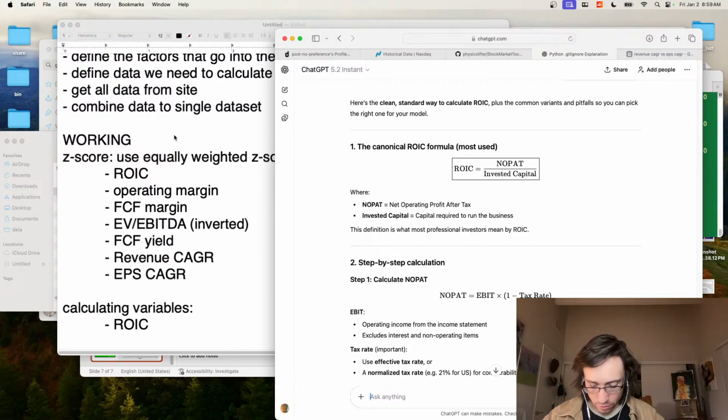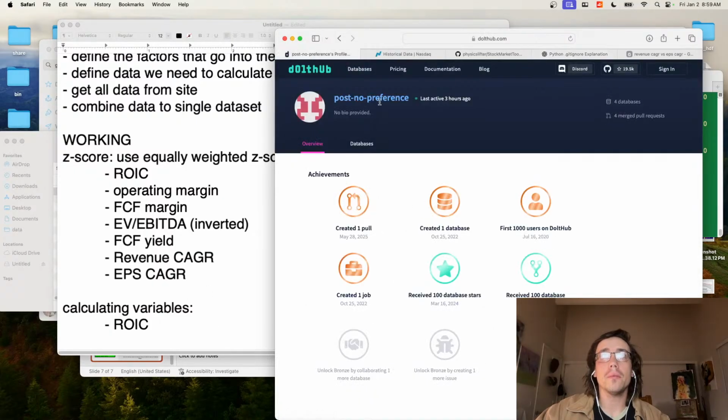Okay, I'm just pulling up some music. NOPAT, net operating profit after tax. It can't always be night.